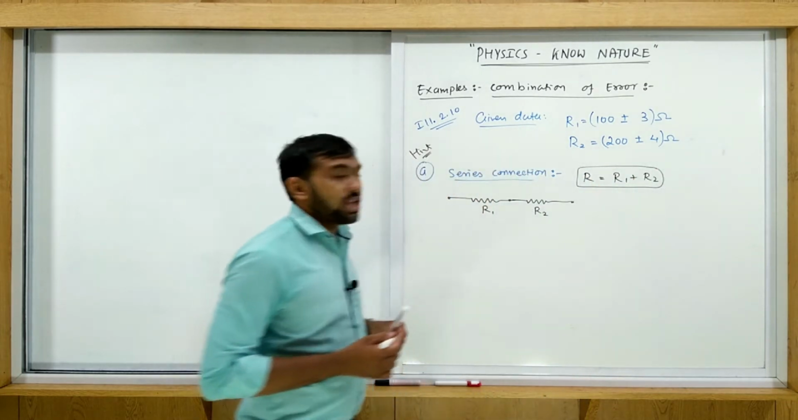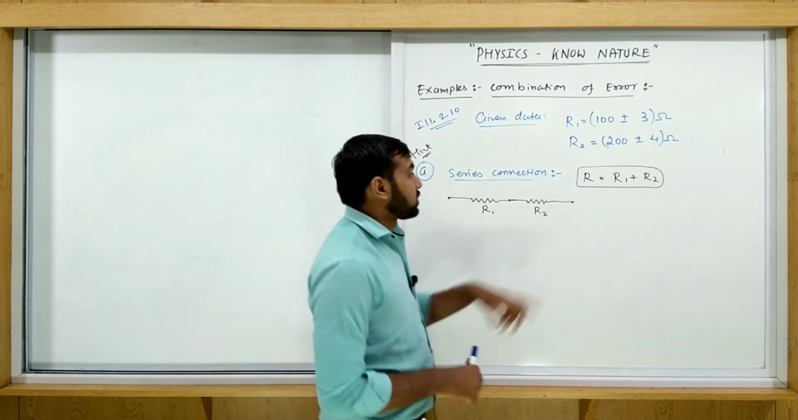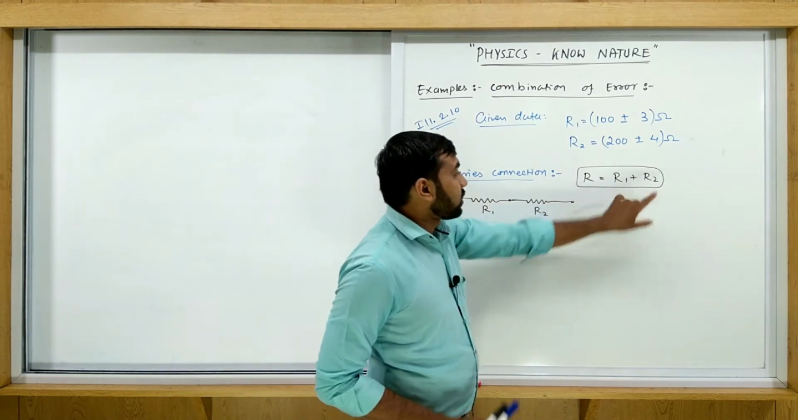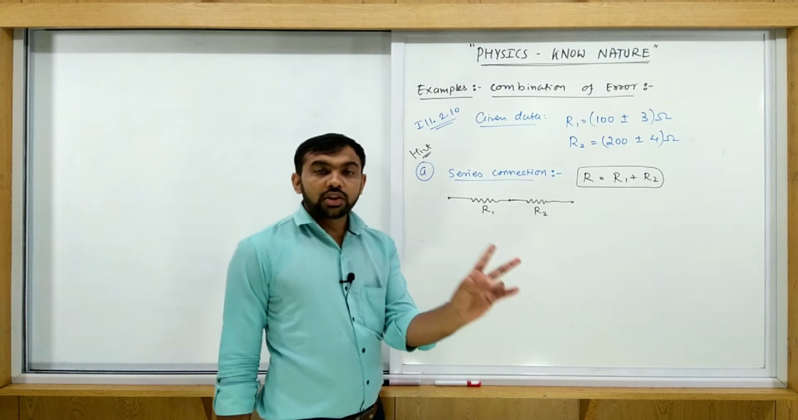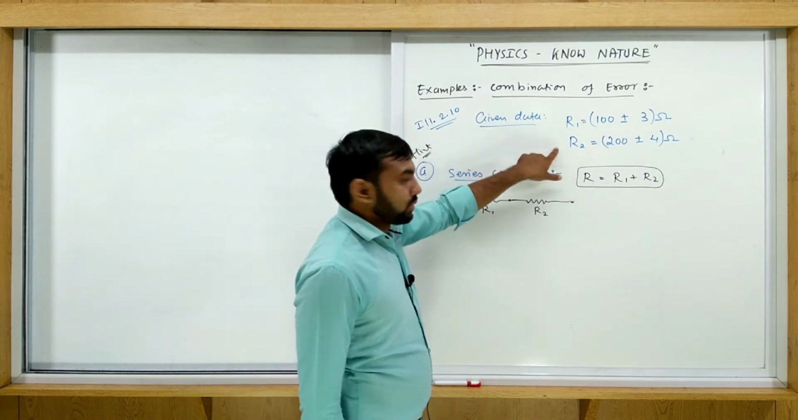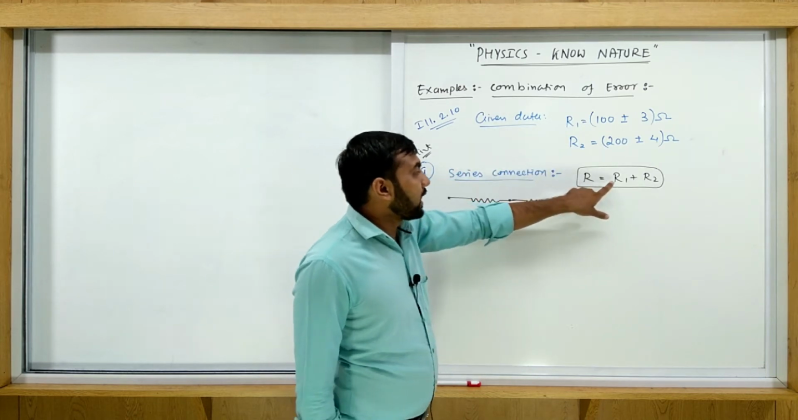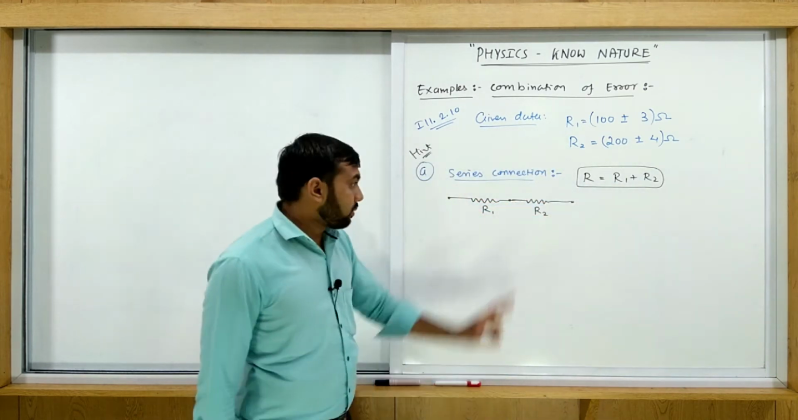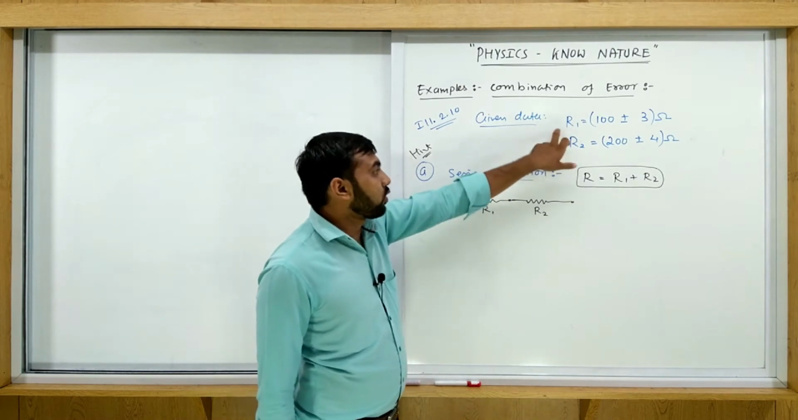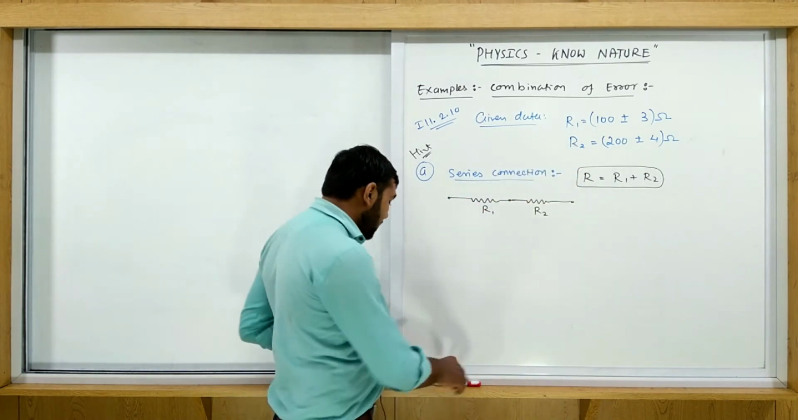It means this is a summation. What is the meaning of this? R is equal to R1 plus R2, the summation of two physical quantities. Which two physical quantities? R1 and R2. So two resistances are given to us, and we have to find the measurement of the summation of the two physical quantities R1 and R2. Then apply the rules directly.